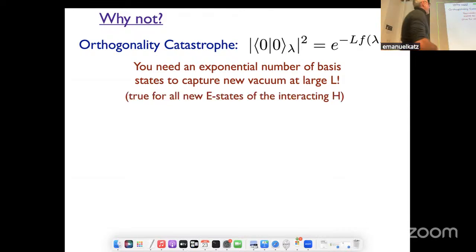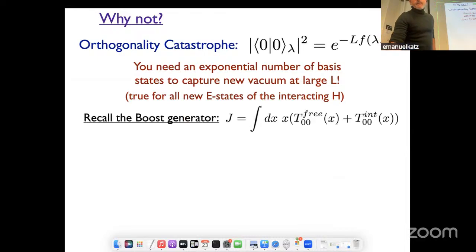And of course, this is not special to the vacuum. It's true about any of the eigenstates of the interacting Hamiltonian. So it seems very strange that a perturbative answer, which you think is in some sense polynomially complex, requires an exponential complexity.